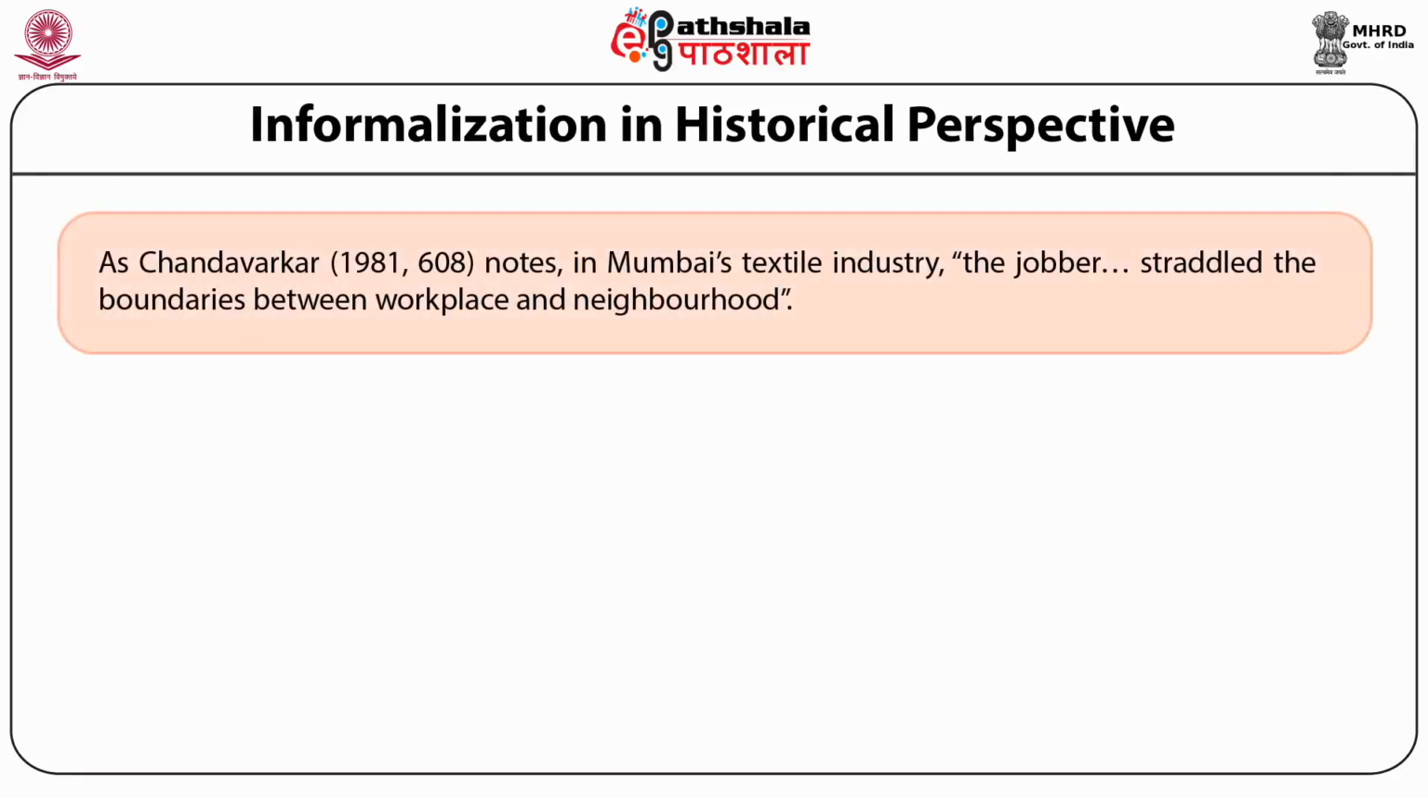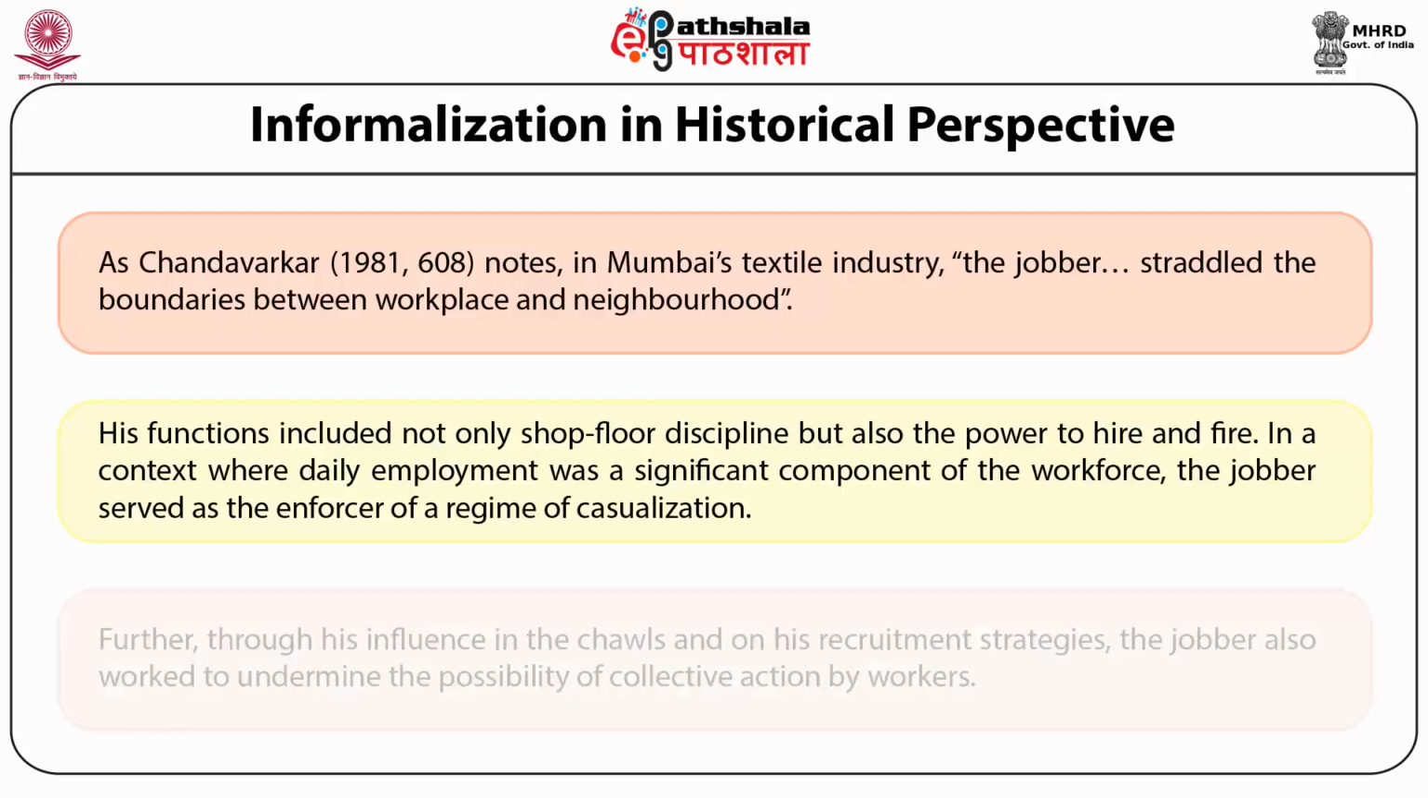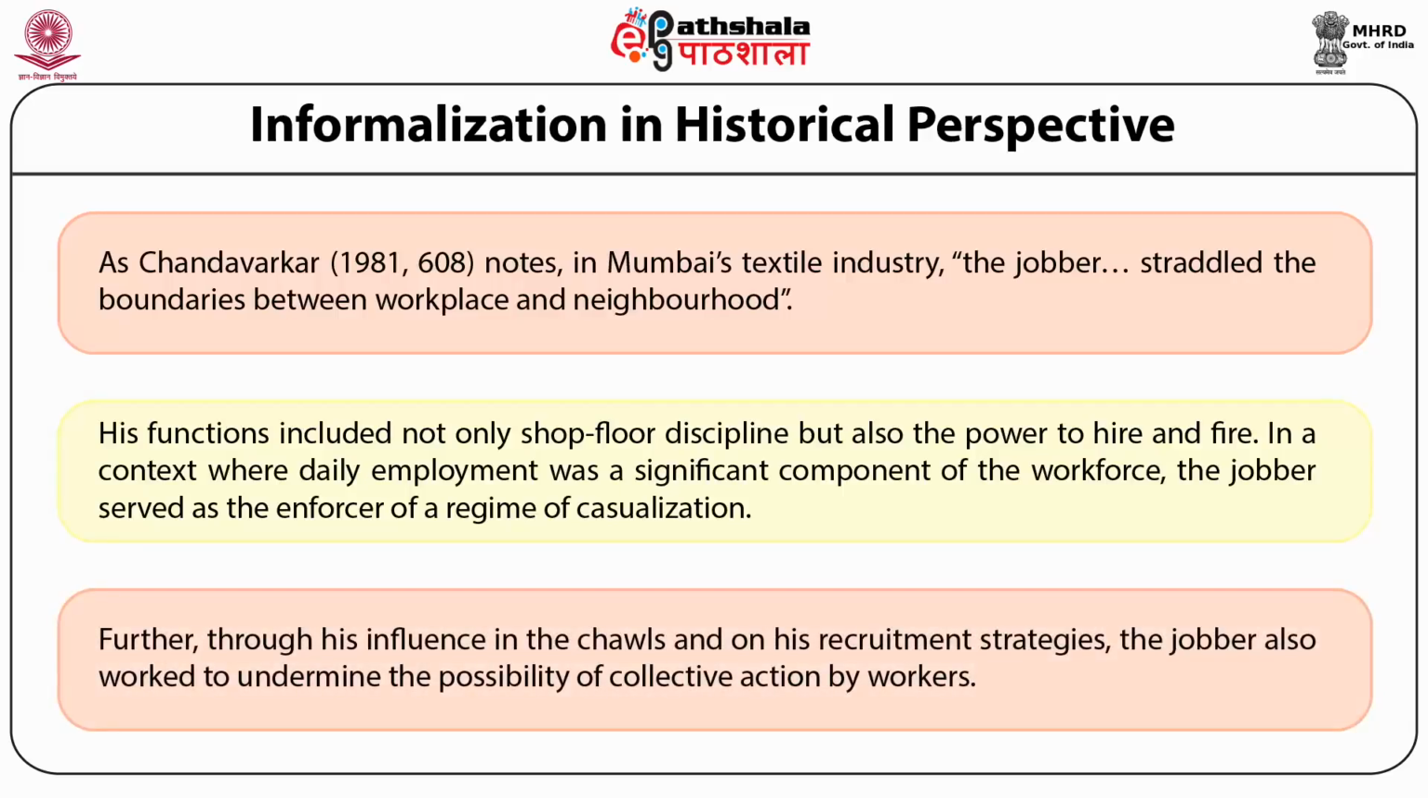As Rajnarayan Chandavarkar notes in Mumbai's textile industry, the jobbers straddled the boundaries between workplace and neighborhood. His functions included not only shop floor discipline but also the power to hire and fire. In a context where daily employment was a significant component of the workforce, the jobber served as the enforcer of a regime of casualization. Further, through his influence in the chawls and his recruitment strategies, the jobber also worked to undermine possibilities of collective action by workers. Thus, the looming presence of labor intermediaries in Indian industry has helped undercut labor protections and foster casualization, much like the contemporary migrant contractors as discussed in module 2.2.